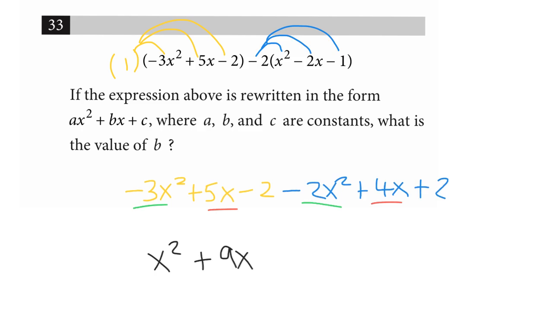And guess what? I do not even care what the constants are. This is b, right? Because b is the coefficient of the x term. This is the coefficient of the x term because I just combined them. It's 9, therefore the answer is 9. Saving time, moving on.